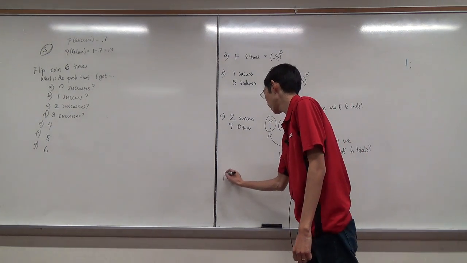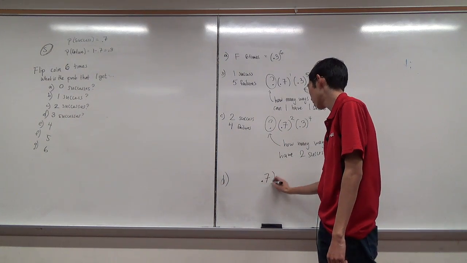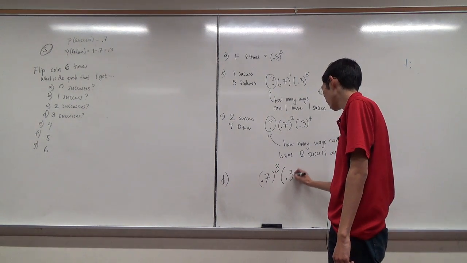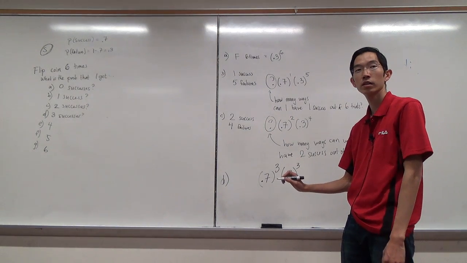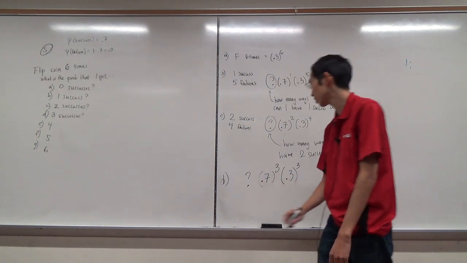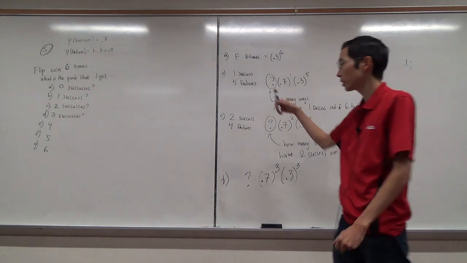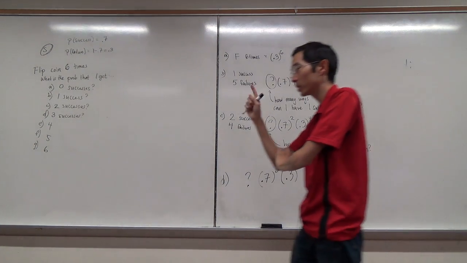Okay, and then for 3 successes out of 6, what would I have? I would have 0.7 raised to the 3, and I would have 0.3 raised to the 3. And then also some mystery number here. Is that okay? Alright, so 1 success, 5 failures. If I do 6 trials, how many ways can I get 1 success?